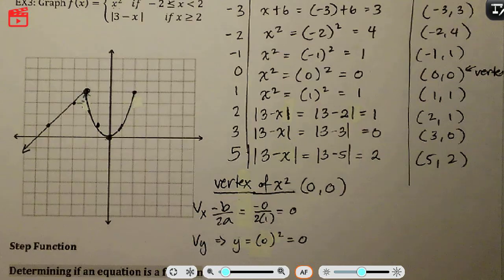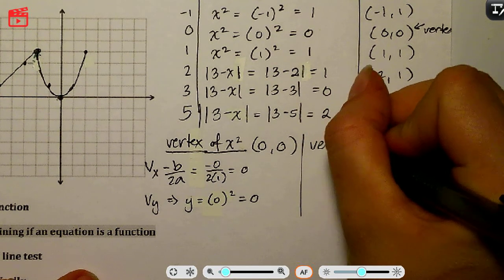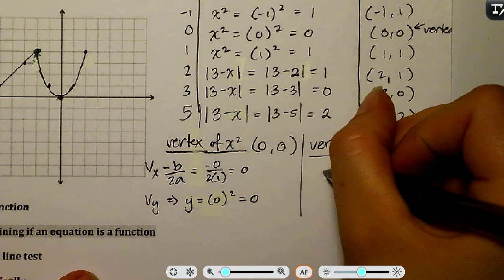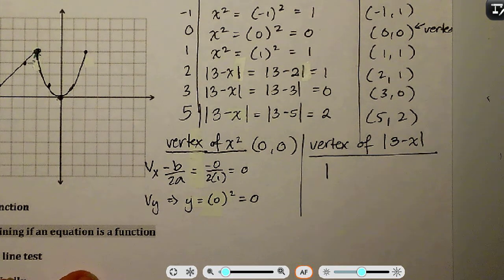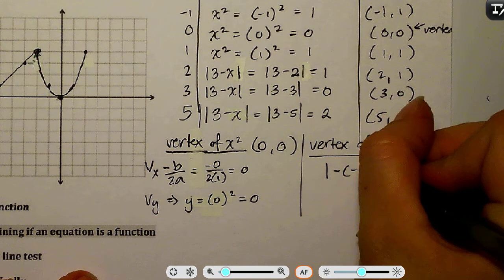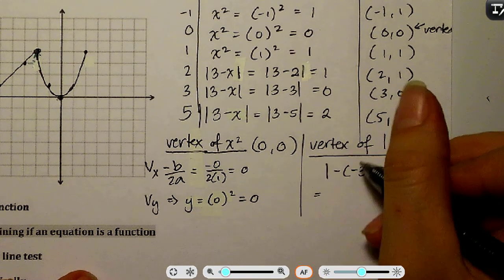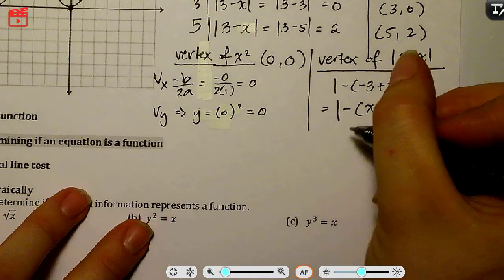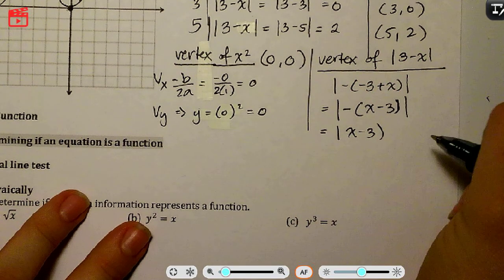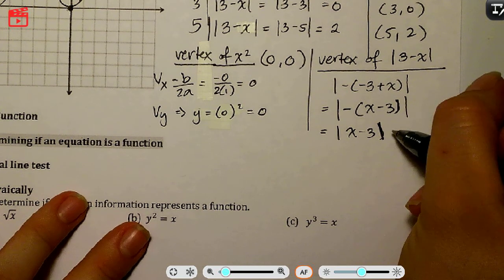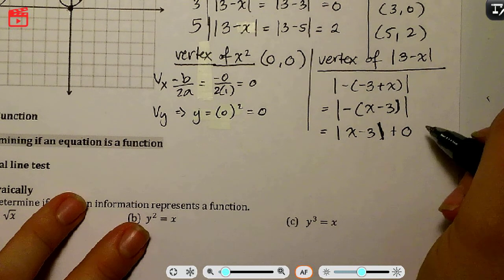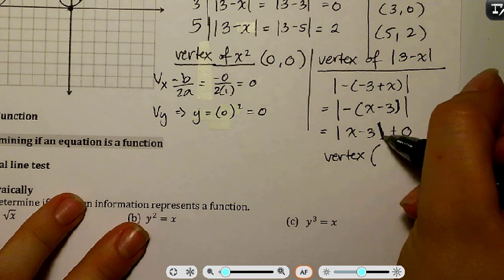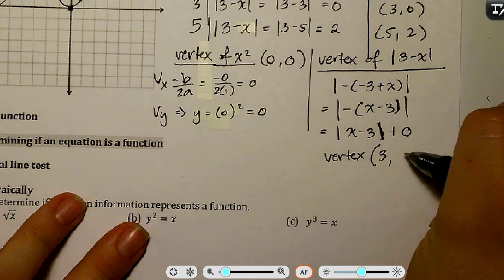All right, let's go ahead and find the vertex of our absolute value. Same thing we're going to do as we did last time. So let's get it into that form of x with a positive. So we're going to pull out the negative, so it's going to be negative 3 plus x. I'm going to rewrite that into absolute value of negative x minus 3. We can get rid of the negative by pulling it out. So we're left with x minus 3, absolute value. And then, for the sake of it, we do plus 0. So my vertex is going to be the opposite of negative 3, which would be 3. And then whatever's being added, which is 0.